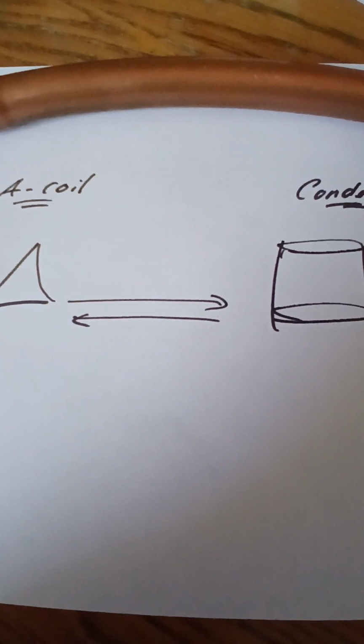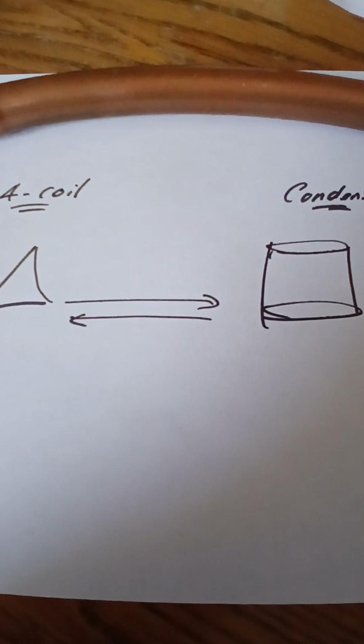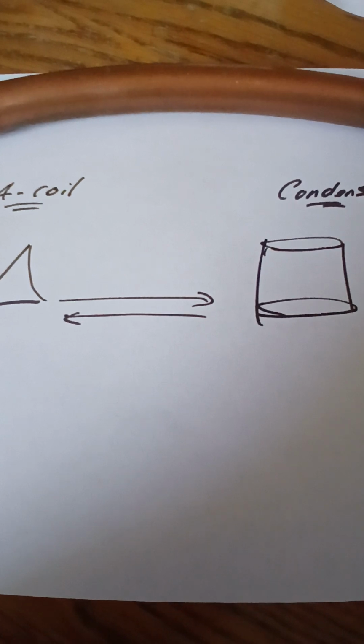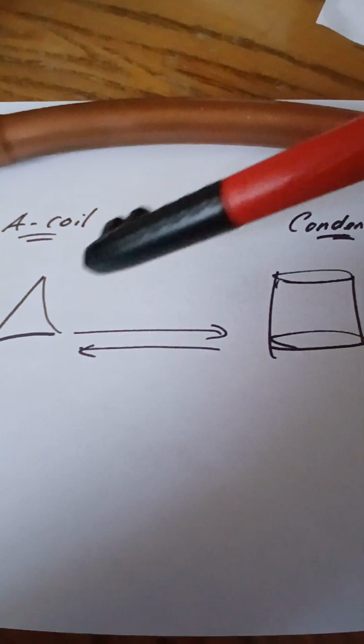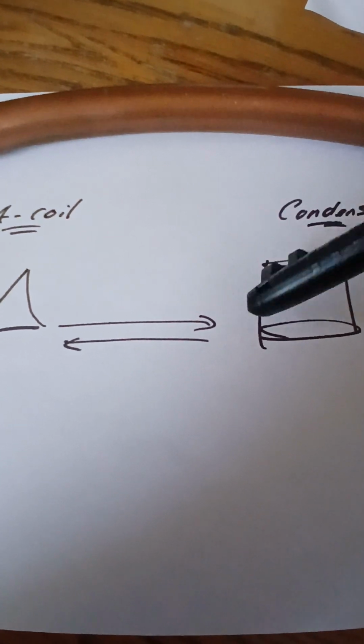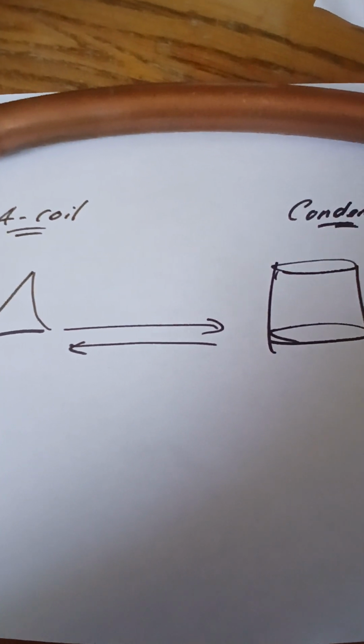Heating and air conditioning, HVAC. A coil and condenser. Topic: low pressure and high pressure lines. The low pressure line, this is the A coil here. This is the condenser. This would be considered a split unit.